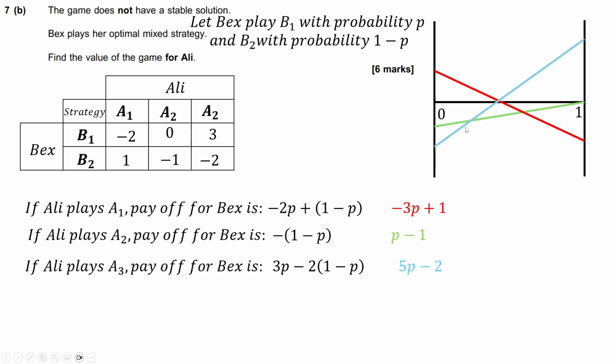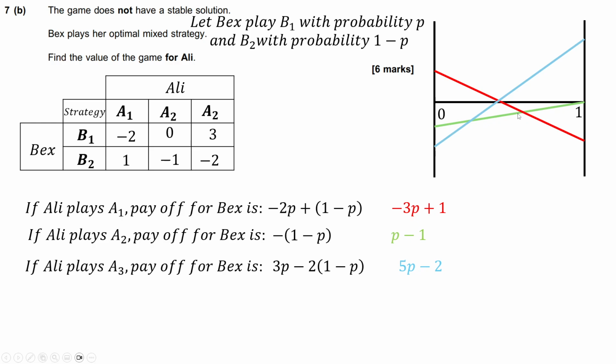Finally, we want the highest expected payoff for Bex, because that would be her optimal mixed strategy. She's not necessarily trying to gain as many points as possible. She's just trying to lose as little as possible. And that's going to be the highest point that's beneath or equal to a specific point on all of these graphs, and that would be where p-1 and 3p-2 meet. So that would be here, because that's the highest that's beneath all three.